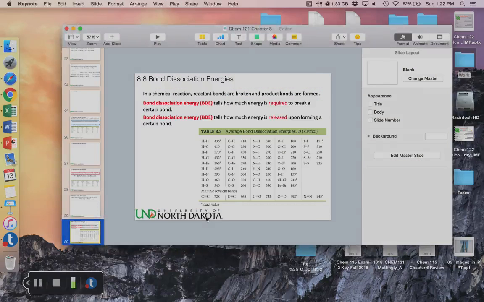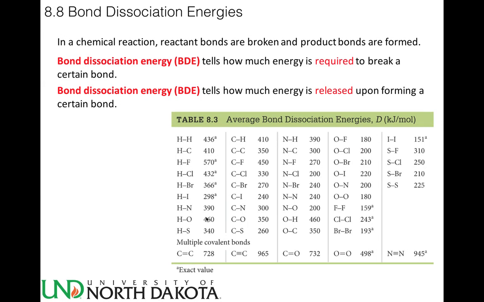Our last video in Chapter 8 is on bond dissociation energies. Bond dissociation energies are another way to calculate the delta H of a reaction. And after this, we will have 3 total ways to calculate delta H of a reaction.